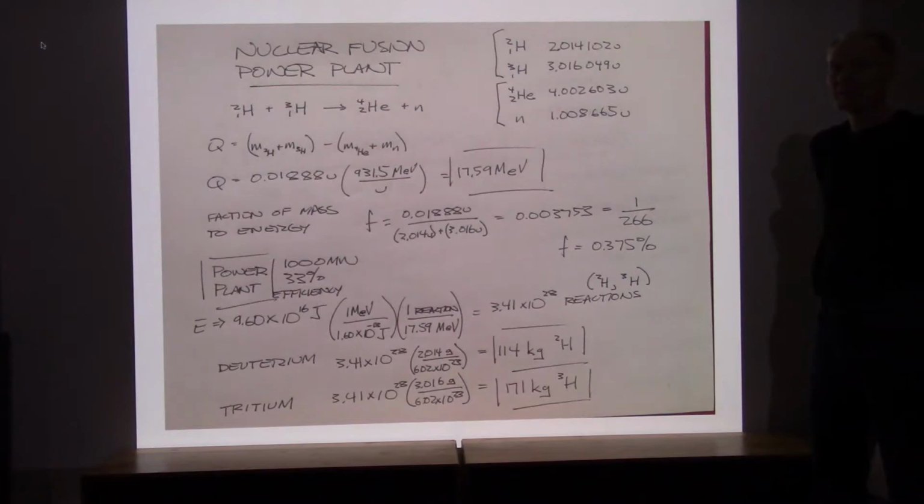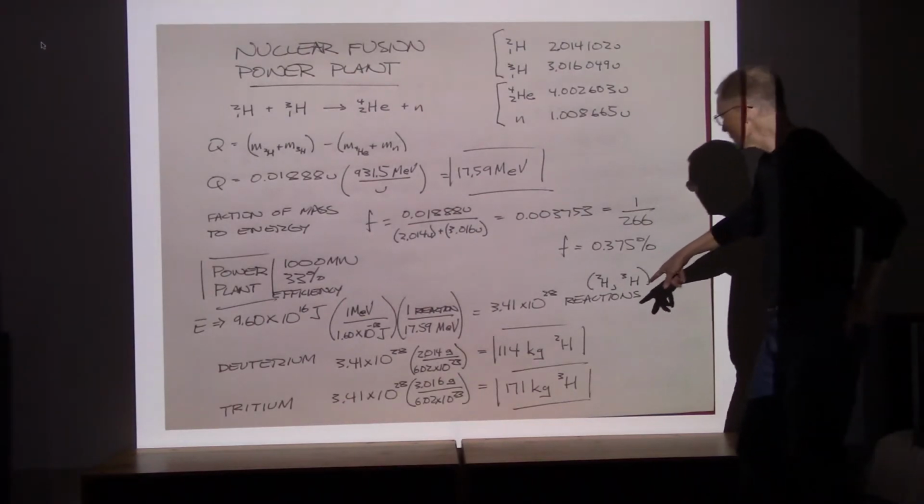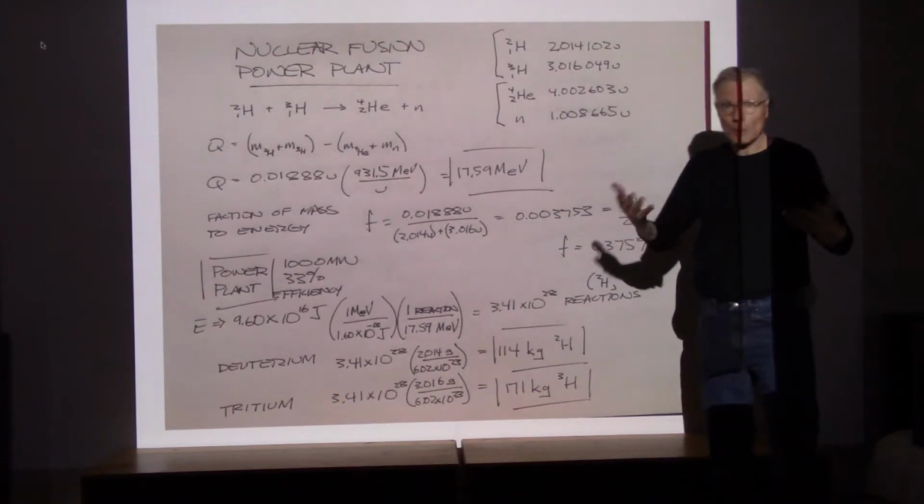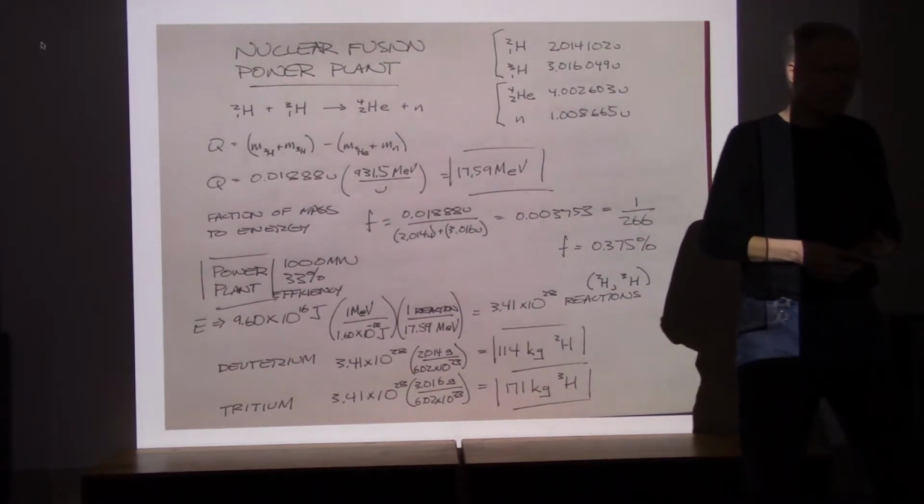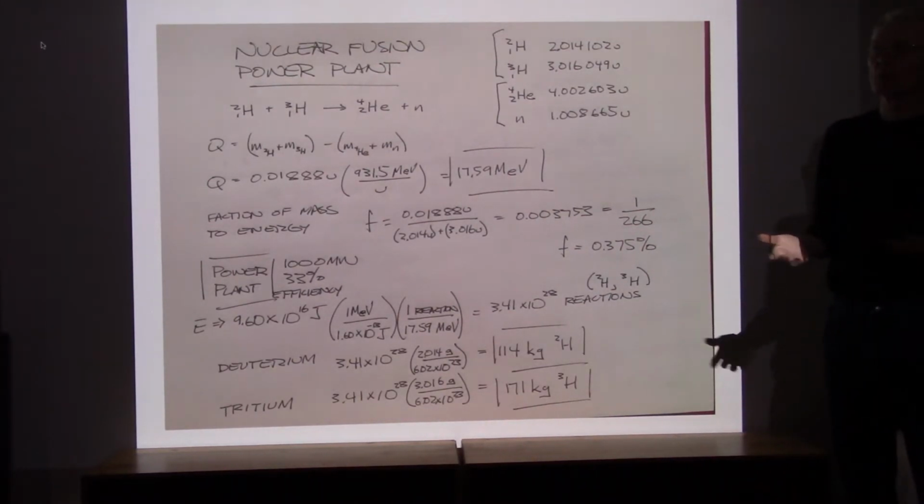that's it. I just need a few hundred kilograms. I think in the fission plant it was like 1,300 kilograms of uranium. Well, we're only going to need a few hundred kilograms of deuterium and tritium. Now the tritium, the deuterium, it's around. It's in water, for example.